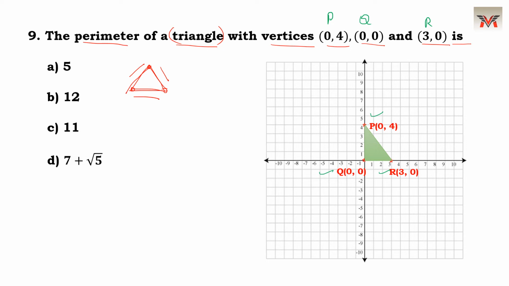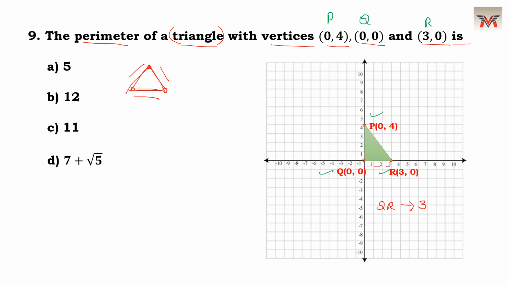Now can I find the perimeter of this one very easily? Just observe. Okay, so here what is QR? QR is the distance here, right? We just have to see the units. How many units we have? 1, 2, 3 units. So QR gives you 3 units, right?